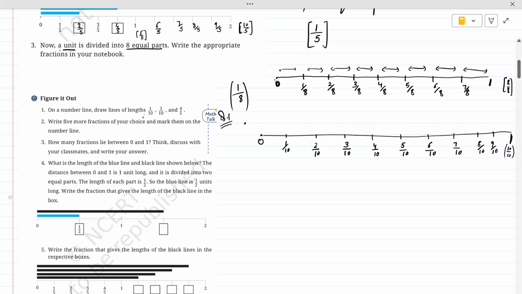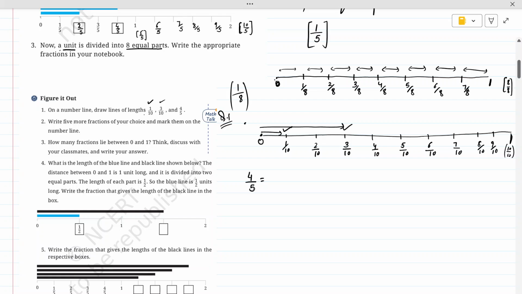Now what we are supposed to mark is 1 by 10, which we have done. 3 by 10, this is 3 by 10. All the distances, this 1 by 10, 2 by 10, 3 by 10, they are with respect to 0. That means we are starting measuring from here, okay? And the third one, if you see, this is 4 by 5. So here we have 4 by 5.